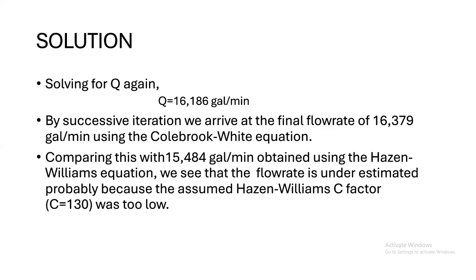So comparing the 15,484 gallons per minute we got using the Hazen-Williams equation versus the 16,000 using the Colebrook-White equation, we see that the flow rate is underestimated because the assumed Hazen-Williams C factor was too low.